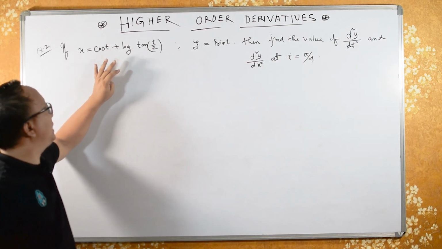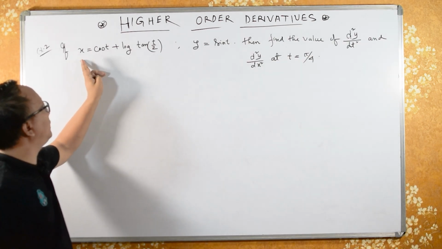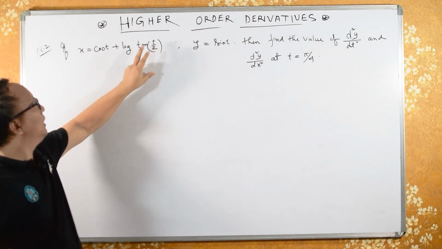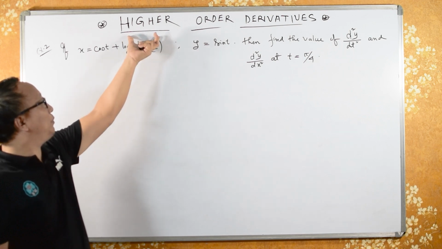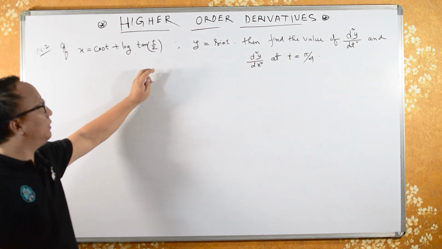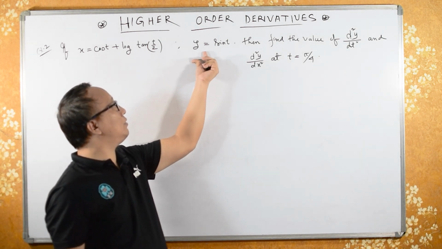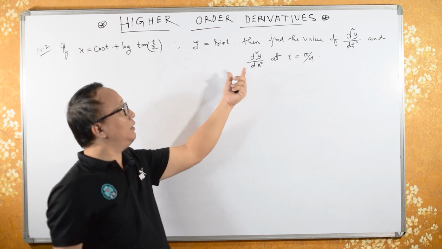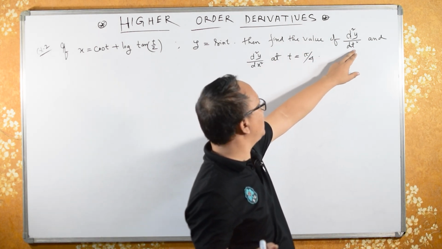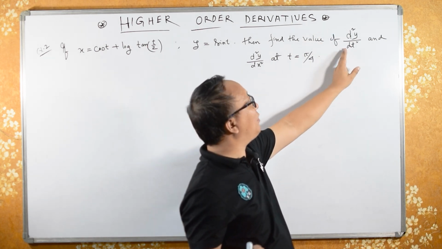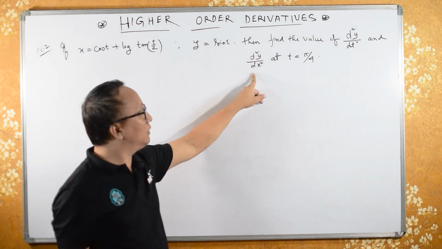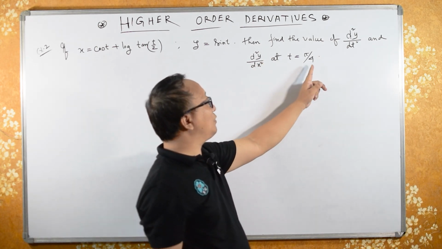Now next question is this. It is given that x equals cos t plus log of tan t by 2. This is half angle, okay? Log of this, you can put bracket over here. If x equals cos t plus log of tan t by 2, and if y equals sin t, then you have to find d2y by dt square. Just keep in mind here, this is not x, okay? d2y by dt square and d2y by dx square at t equals pi by 4, okay?